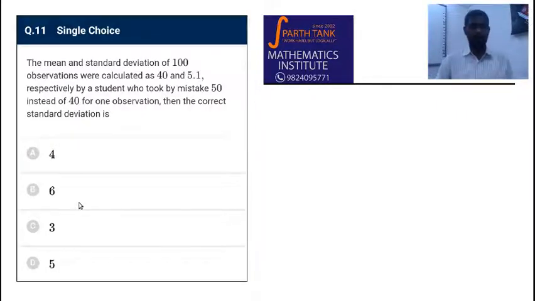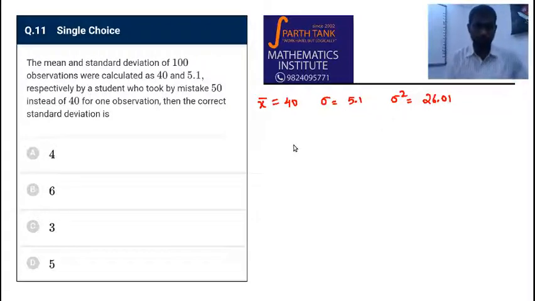Moving on to question number 11. This question also was there in one of the previous papers, a very simple arithmetic based question. The mean and standard deviation of 100 observations were calculated as 40 and 5.1. So I have x bar is 40 and standard deviation is 5.1, or I can say the variance is 26.01, the square of 5.1.